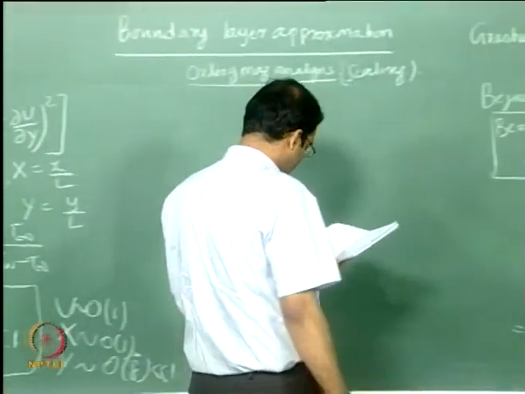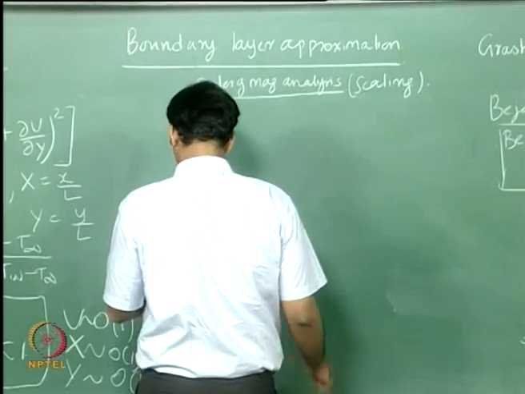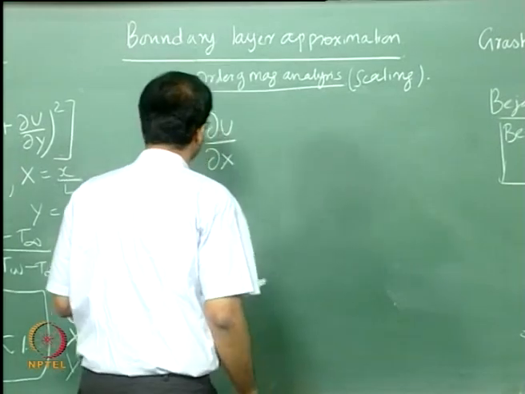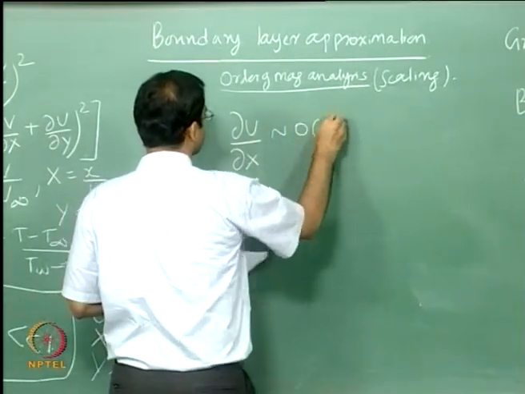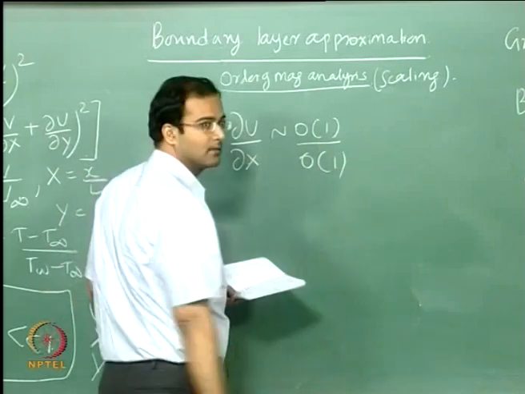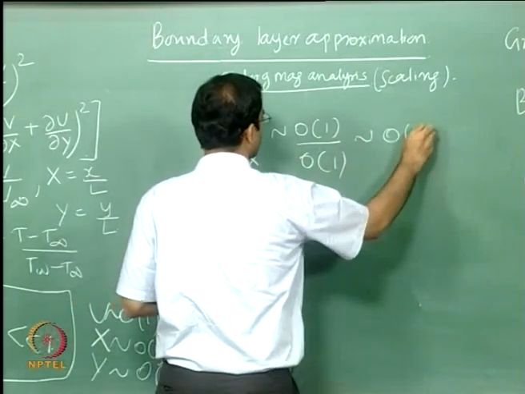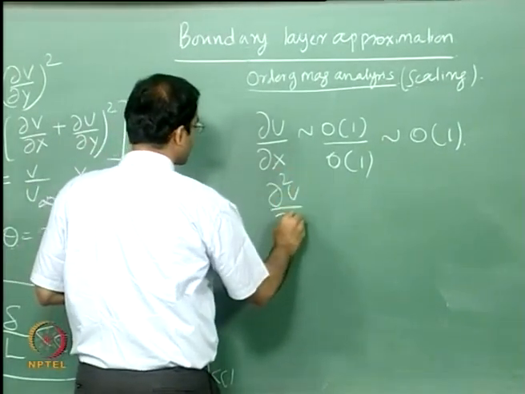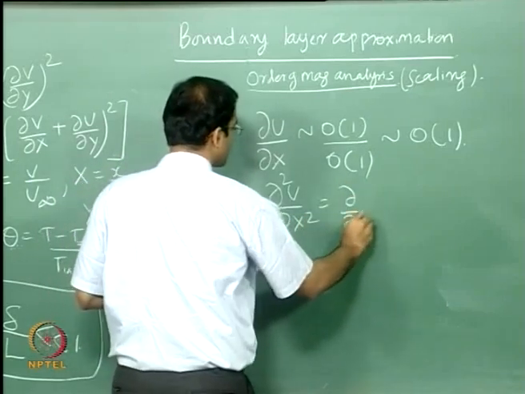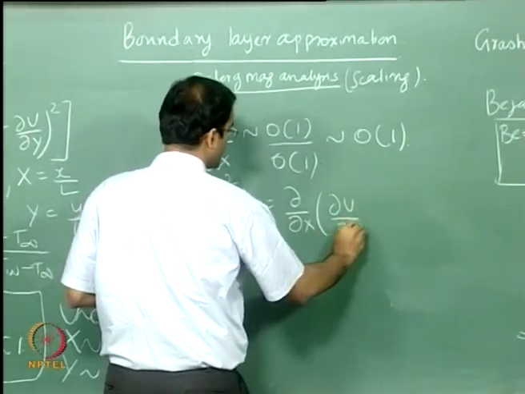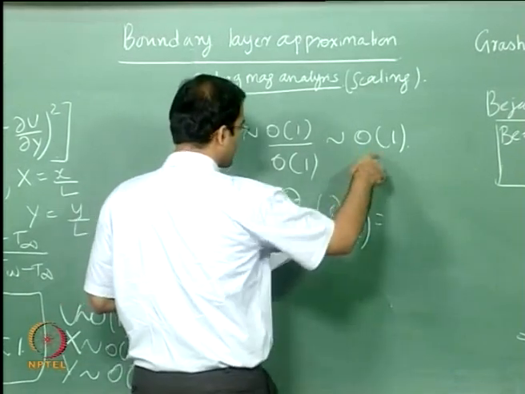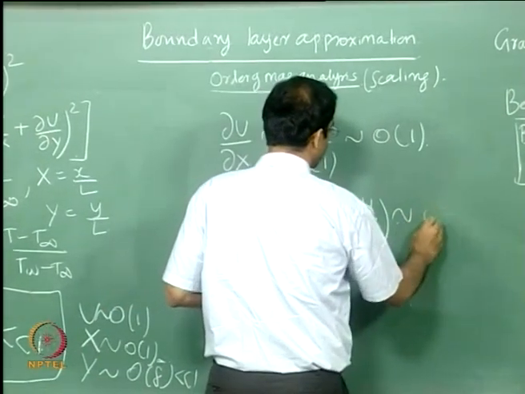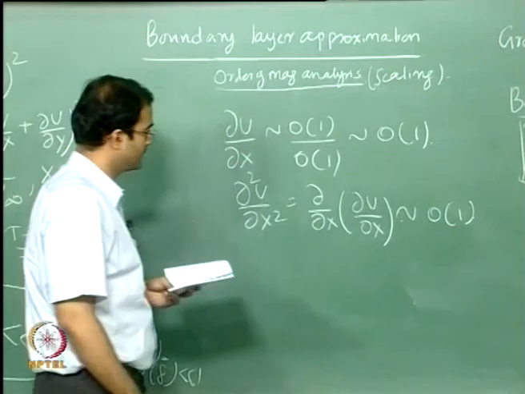Now I will start with the terms one by one. You can tell me what will be the order of magnitude of du/dx. u is of the order of magnitude 1, x is of the order of magnitude 1, so this will be of the order of magnitude 1. Now how about d²u/dx²? That is nothing but d/dx of du/dx. Already this is of order of magnitude 1, divided by 1, so this should also be of order of magnitude 1.